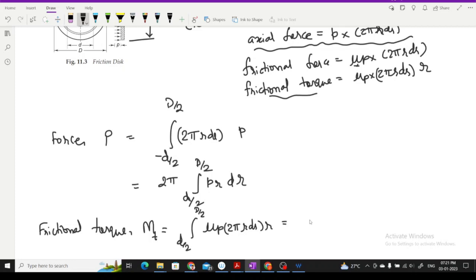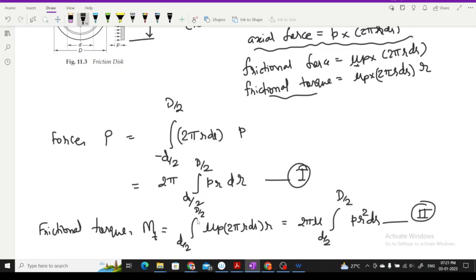So here also, if you take out the constants, the 2 pi mu, it will be given by this expression. So this is the total frictional torque and total axial force. We will use this equation for further calculation of the axial force and frictional torque in different conditions.